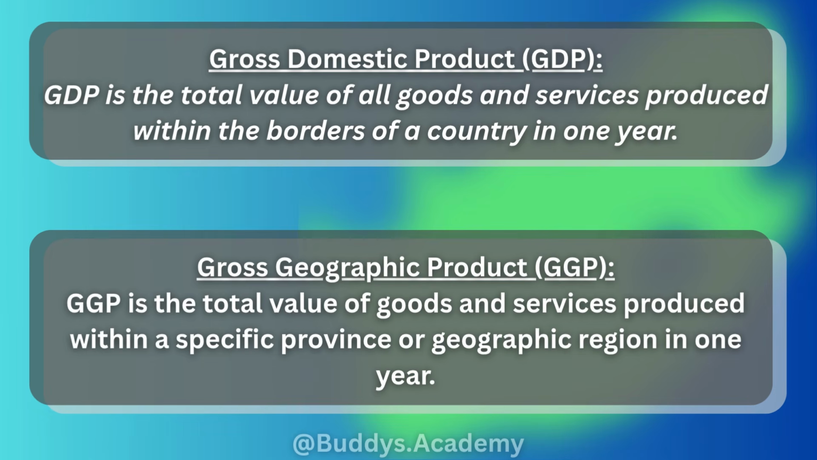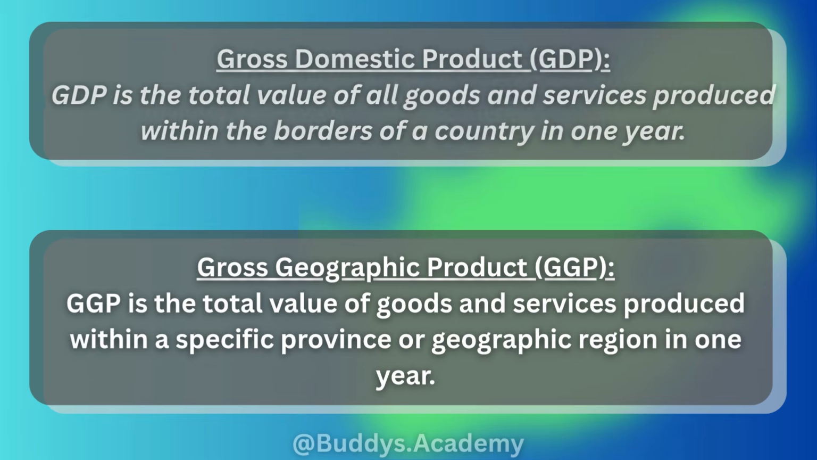The next definition will be the gross geographic product, also known as the GGP. Now, the GGP is the total value of goods and services produced within a specific province or geographic region in 1 year. Now, this is going to be very similar to the GDP. However, it's only going to focus on a single province, not the entire country, right? The gross geographic product is basically going to help us compare the economic performance between regions. For example, let's say Gauteng versus Limpopo. Now, let's say Gauteng produces more services and goods than any other province in South Africa. That means that Gauteng will have the highest GGP in the country.